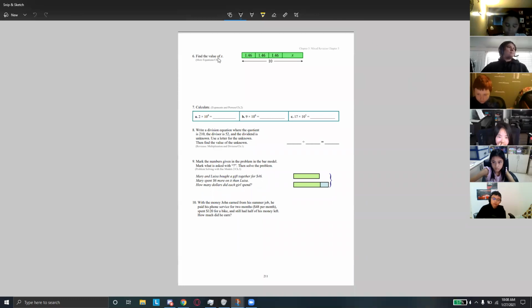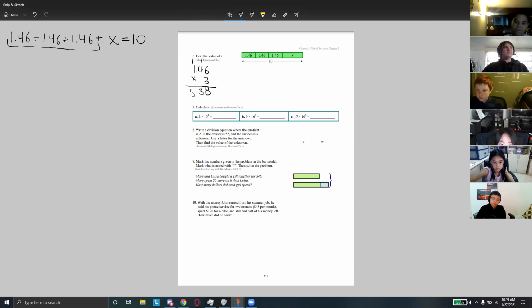1.46 plus 1.46 plus 1.46 plus x is equal to 10. So we're going to find out what 1.46 plus 1.46 plus 1.46 is. And we could do that by multiplying. 1.46 times 3. So 3 times 6 will be 18. 3 times 4 is going to be 12 plus 1 is 13. 3 times 1 is 3 plus 1 is 4.